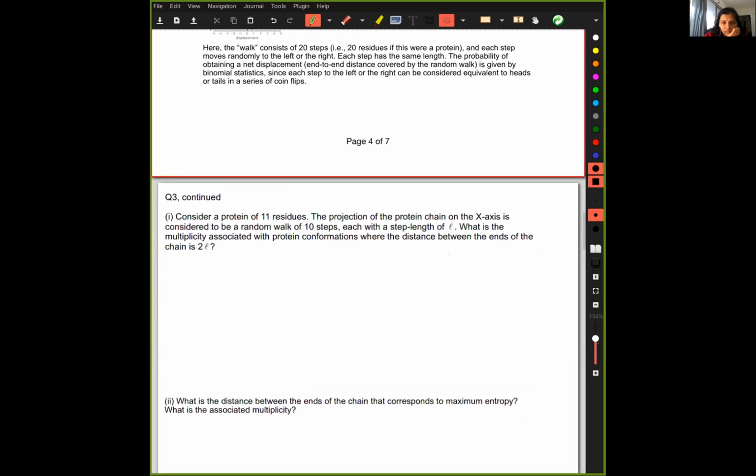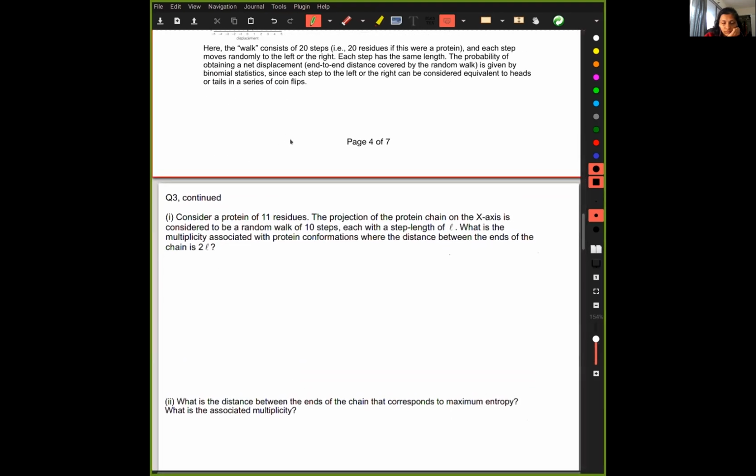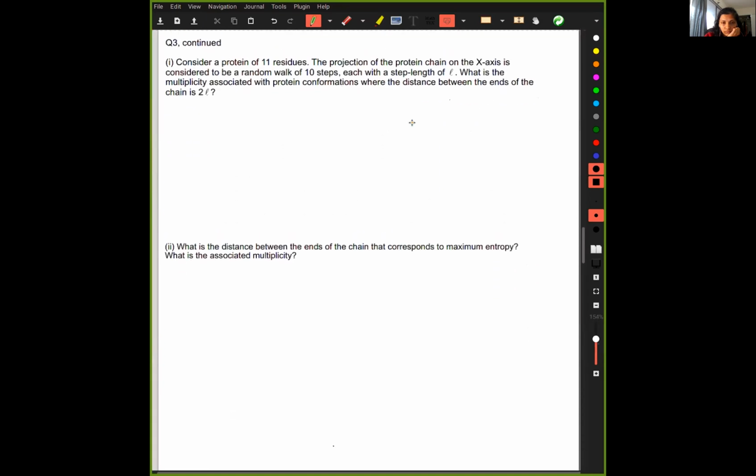And of course, the probability of a given net displacement is given by a binomial distribution, which I think you all covered in lecture a couple weeks ago. So question 3 starts by asking you to consider a protein of 10 residues, and notes that the projection of the protein chain on the x-axis is considered to be a random walk of 10 steps, since we're starting with one residue and then we walk for 10 more residues, each with a step length of length L.